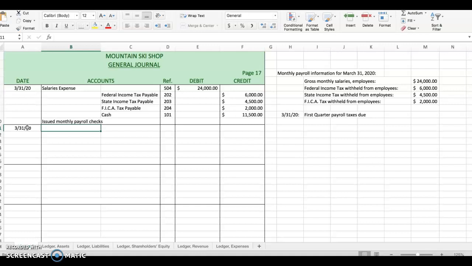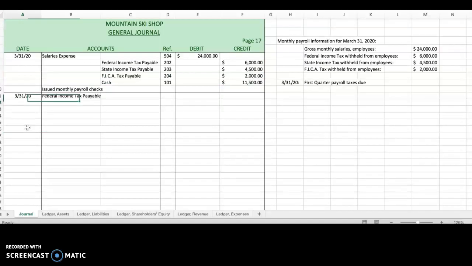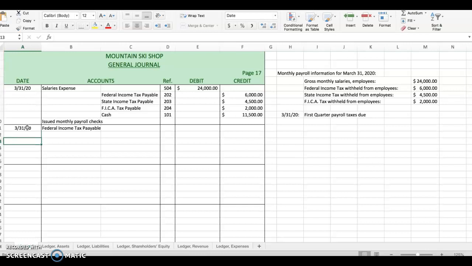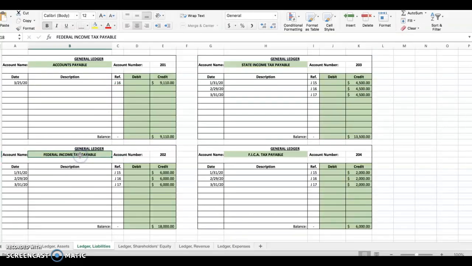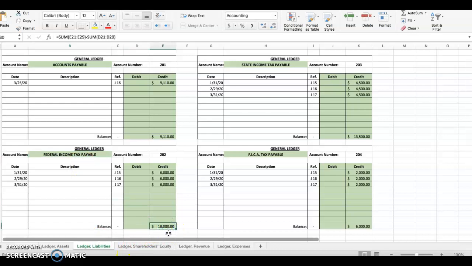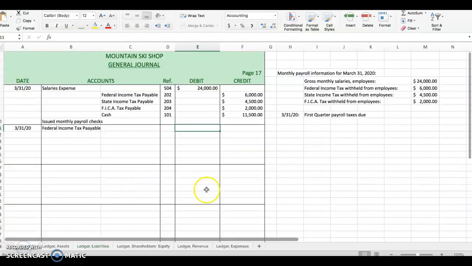will be, we'll just do these in order, the federal income tax payable, okay? And that is debited by how much? Well, if we look into the ledger, we find federal income tax payable. The balance is $18,000. So we don't pay $6,000, we're paying the whole thing. We have to pay $18,000. So that's the debit. The credit goes to cash. We are paying it.